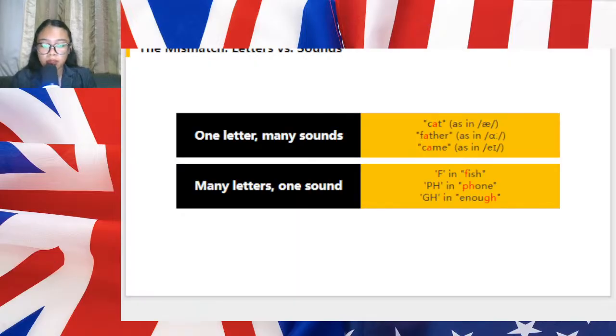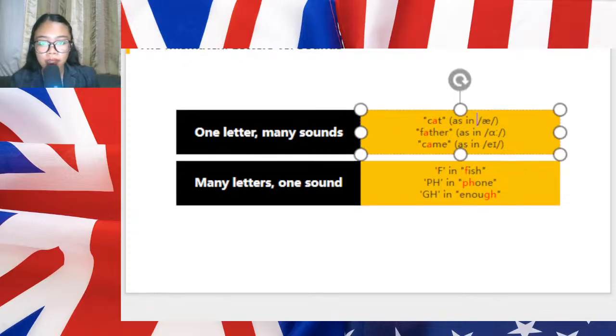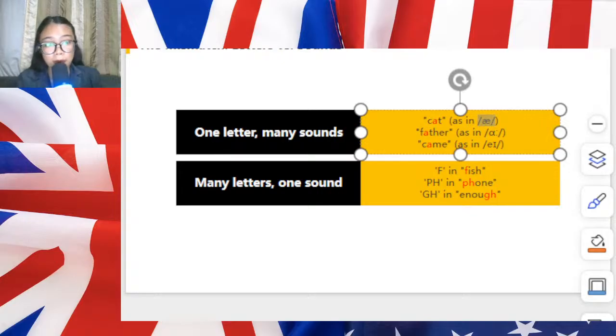And we try to elaborate on that. There are two main key points that we have provided. First is that one letter has many sounds, where you see the letter A here, used in cat, father, and came, which all have different sounds. And as you can see, they all have different symbols. Those are the IPA symbols. So each sound that the letter A makes has its own corresponding IPA symbol.